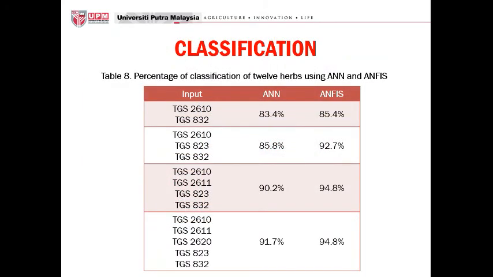This is the last part, the classification. In this classification, we chose ANN and another classifier. Based on the results, we can see that the second classifier gives the higher accuracy, 94.8%, compared to the ANN, which only reaches 91.75%. So we can conclude that it gives the best classifier performance rather than ANN for this case.